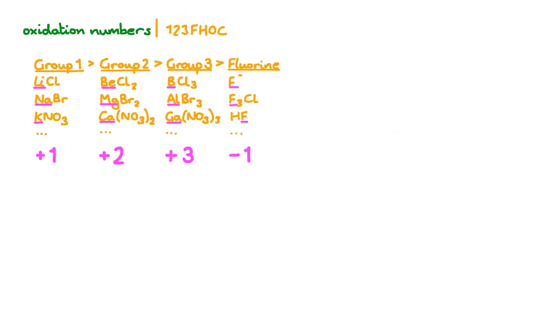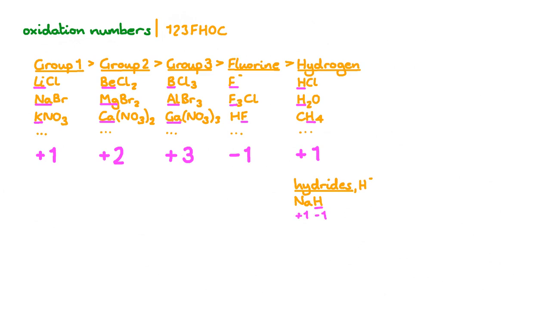The next rule is that fluorine in a compound will always have the oxidation number of -1. And the hydrogen rule says the oxidation number for hydrogen will be +1, with the exception of hydrides, where we see the H- ion. In this example, it's easy to figure out we're dealing with a hydride since we use the group 1 rule first. If sodium is +1, then hydrogen must be -1. In all hydrides, the oxidation number for the hydrogen is -1.